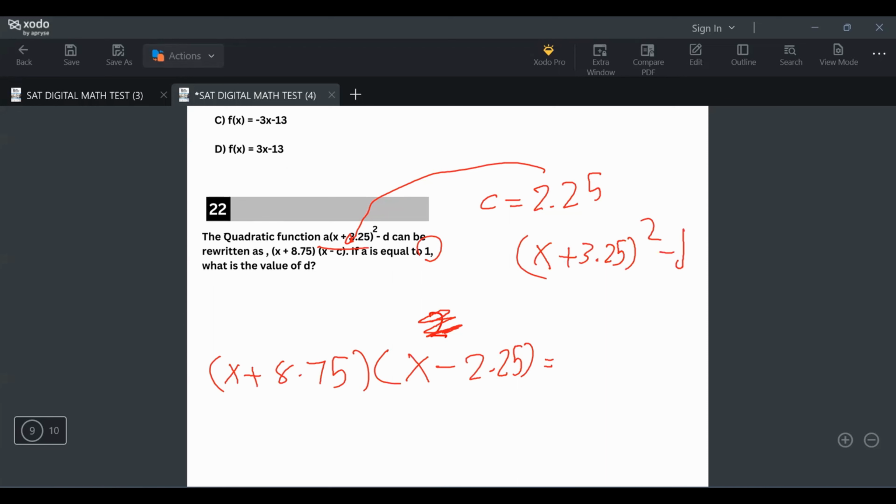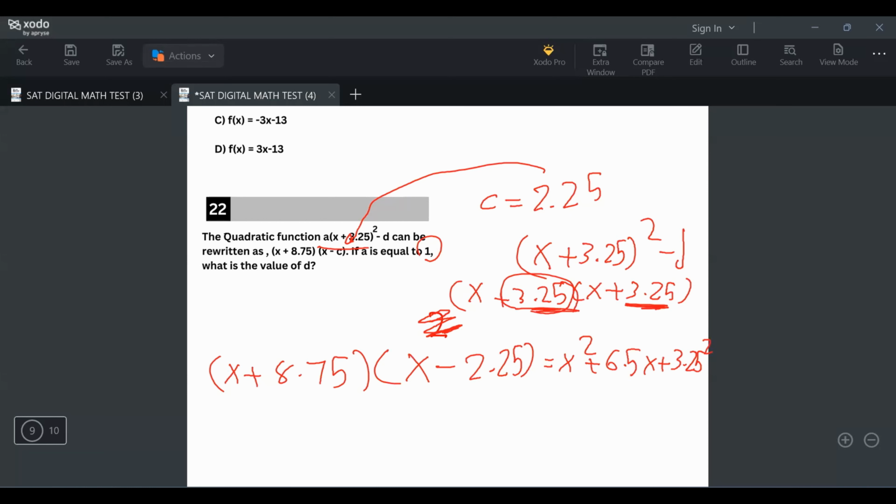To make it easier, we will expand this function. So we will have an x to the power of 2. It will be x plus 3.25 multiplied by x plus 3.25. So x multiplied by x is x to the power of 2, and then x multiplied by 3.25, and x multiplied by 3.25 another time will equal 6.5x. And then we will have 3.25 to the power of 2. Just let it be to the power of 2, no need to expand it.